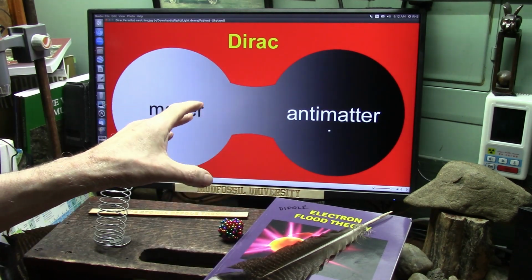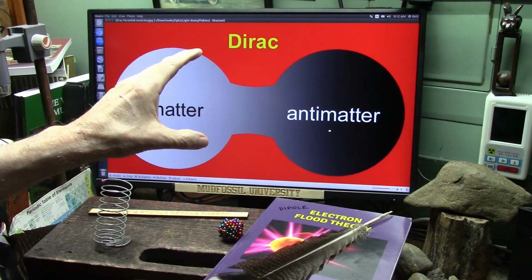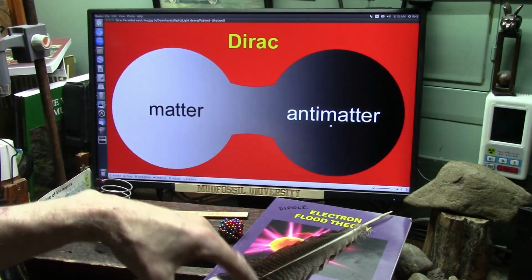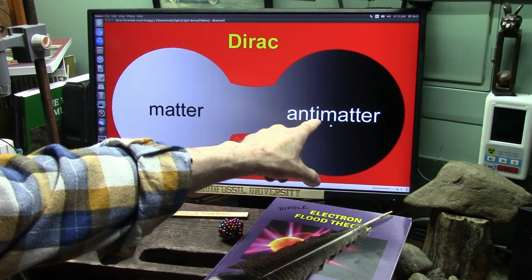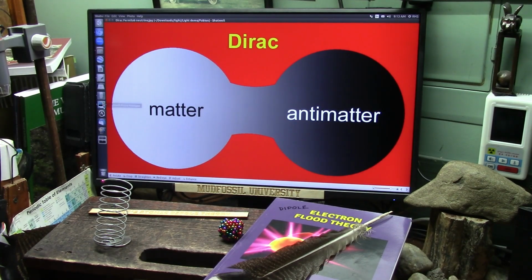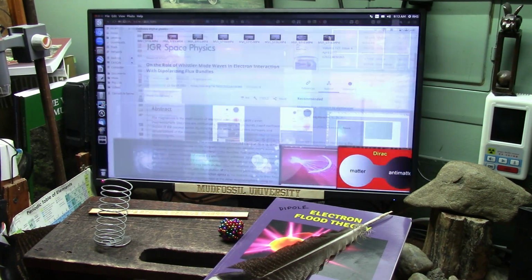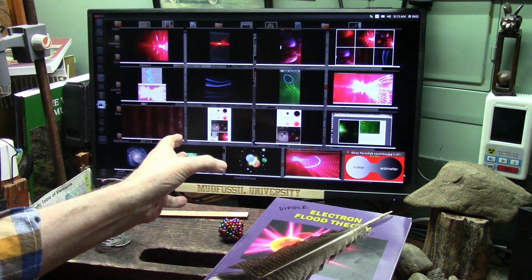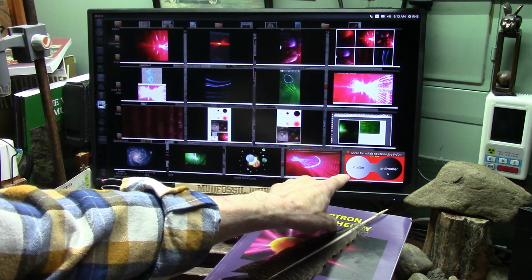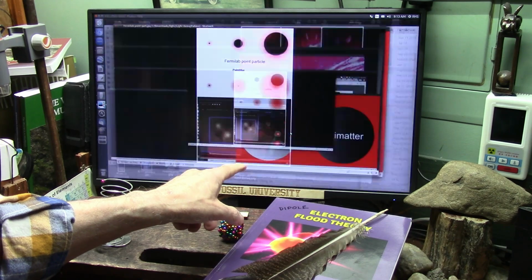What I was going to do today is talk about CERN's latest thing where they're looking to see how does gravity affect antimatter. So how do they produce antimatter, first of all? And secondly, can I show Dirac neutrinos? And yes, I can. And here they are right here.